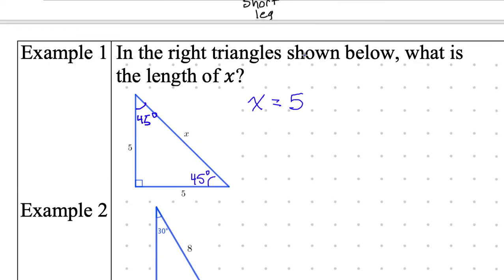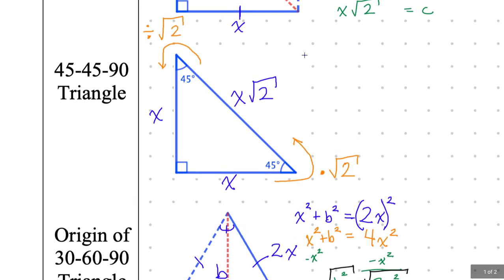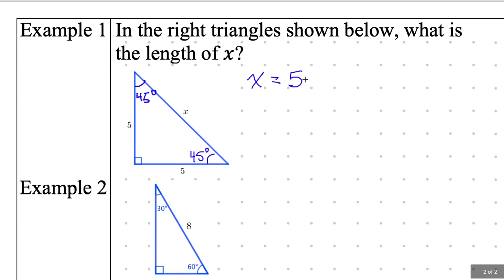Okay, so again, our operation up here. We said if I want to move from here to here, I multiply by square root of 2. If I had a 5 here, the answer is 5 times the square root of 2. The answer is 5 square root of 2.